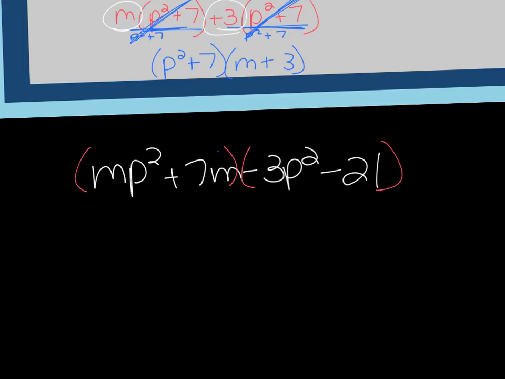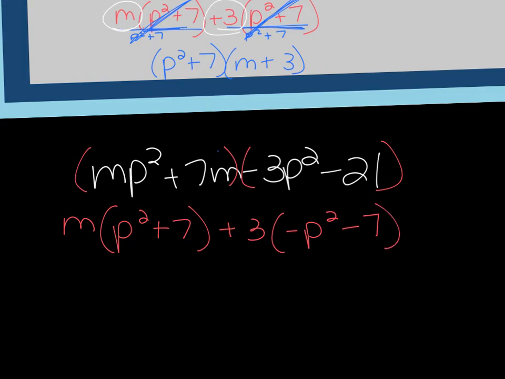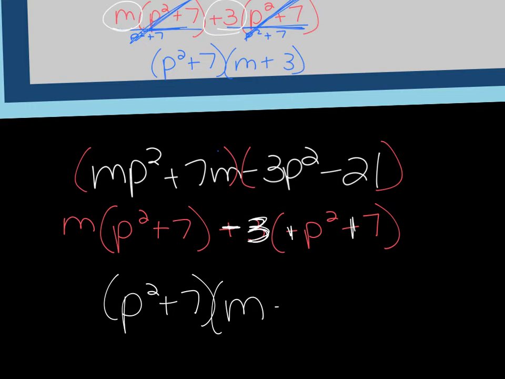So I would still take out the same term. I would still take an m from the front, and I'd get p squared plus 7. Now let's say I took out a positive 3. I'd end up with negative p squared minus 7. Are the parentheses the same? No, but they are opposites. So if I change that 3 to a negative 3 instead, and I take out a negative 3, now my signs are the same. You with me? So pay attention to the signs. What's in the parentheses has to be exactly the same. So then it would be p squared plus 7 times m minus 3.